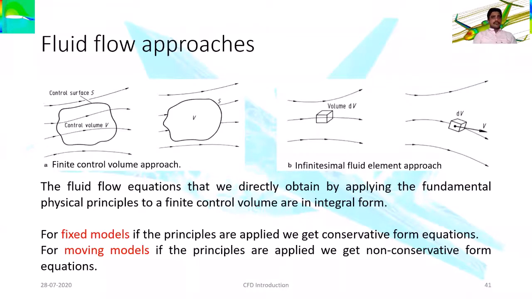Now people will be murmuring behind, sir, what is this again? Conservative form and non-conservative form. What is the difference between these two? The difference between the conservative and the non-conservative form is the time variable we are going to consider here.